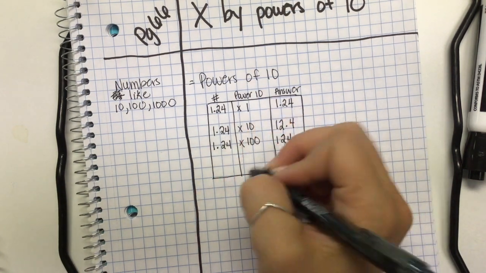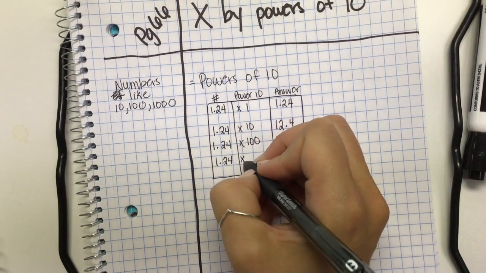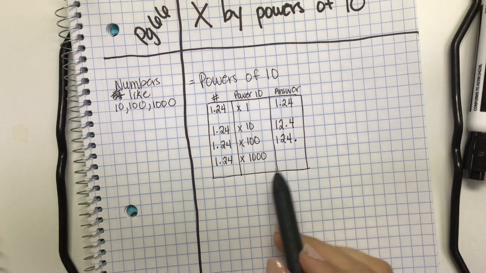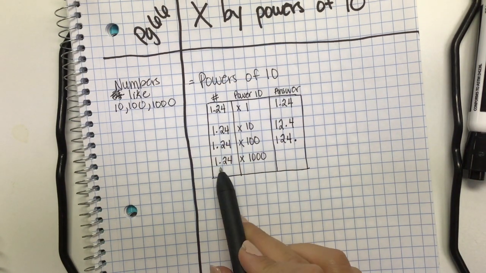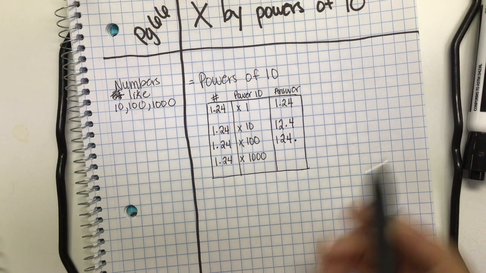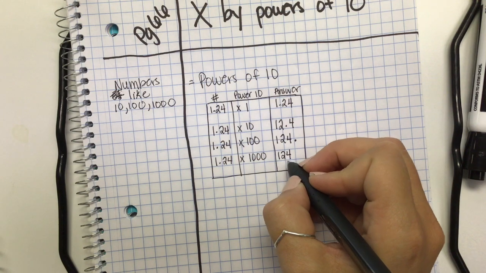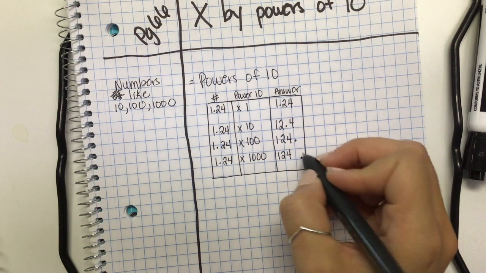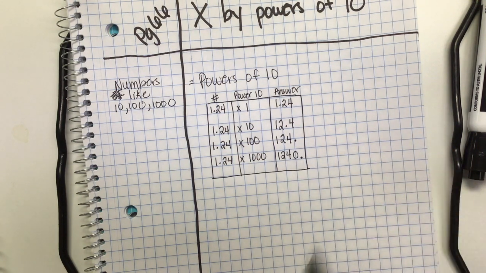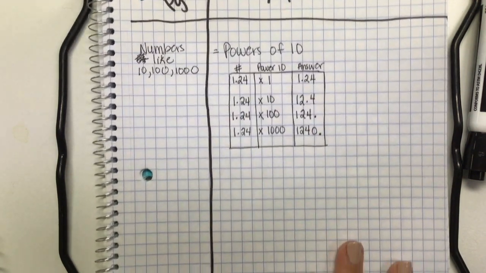Let's say we want to do times 1,000. Okay, so we have 1 and 24 hundredths times 1,000. How many zeros do we have? That means we need to move the decimal to the right 1, 2, 3 times. So it's back here, which means we need to put a 0 in there.